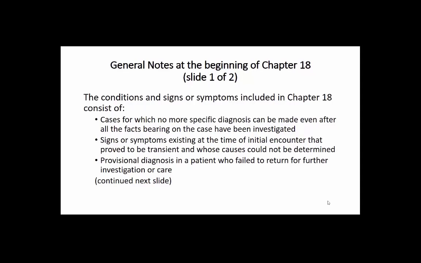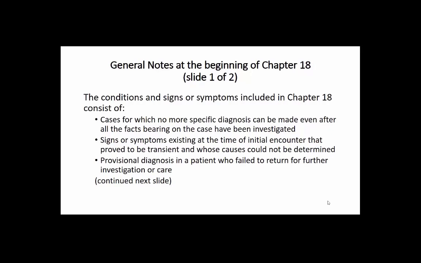Second bullet point, signs or symptoms existing at the time of the initial encounter that proved to be transient and whose causes could not be determined. So the person had the sign or symptom, and before they could really get it worked up, it was gone. That's when you're going to code signs or symptoms.